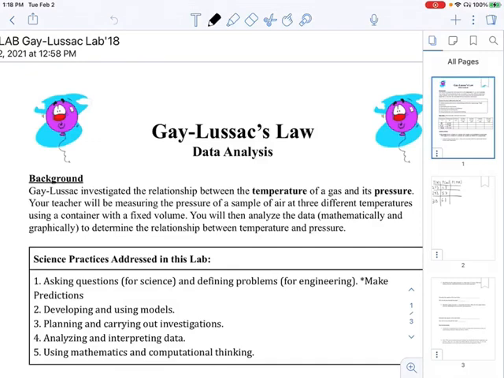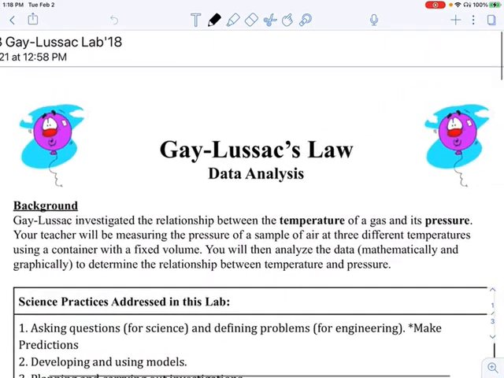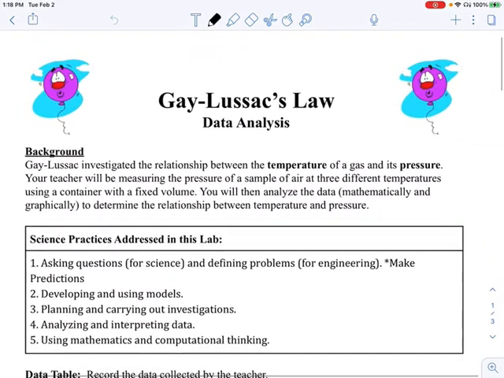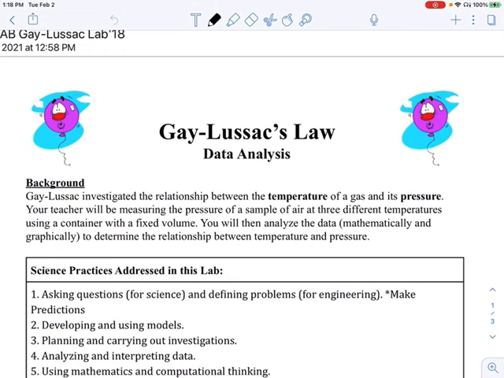Hi everybody. In this screencast, I'm going to be going over Gay-Lussac's law, and you should try to follow along as I go through this law with this document, which is 6.5 in Schoology. So if you go to the 6.5, 6.6 page in Schoology, this document is 6.5. And it's a little data analysis about the relationship between the temperature of a gas and its pressure.